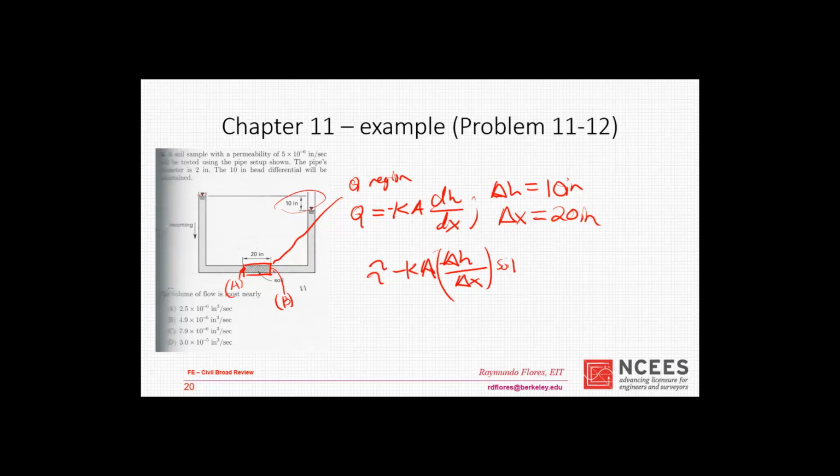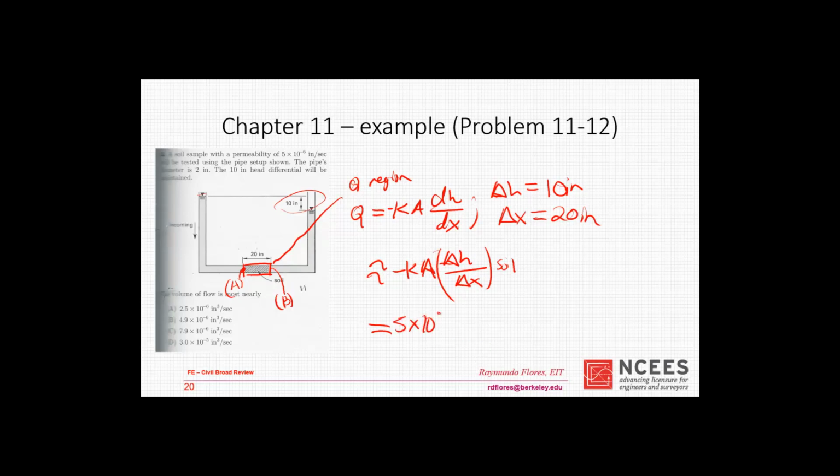Let's assume that there's no flow outside it. That's why I chose this to be my region. So in this case, the hydraulic conductivity is 5 times, that's the permeability. The permeability and the hydraulic conductivity, I don't know how they're related, but I think they're the same thing. Permeability and hydraulic conductivity are the same thing.